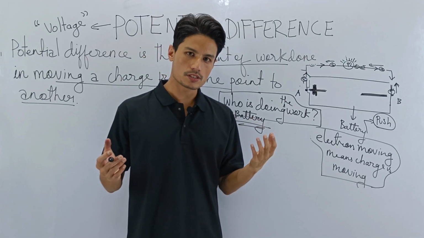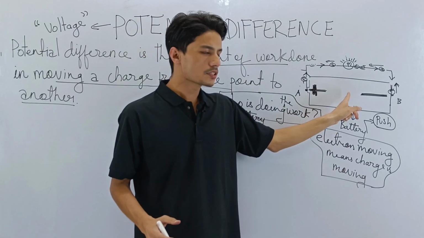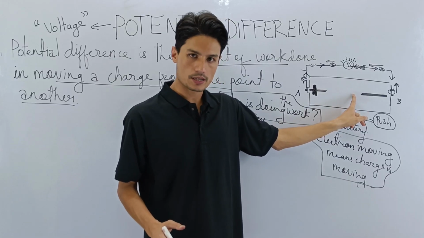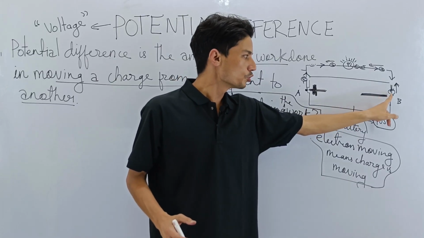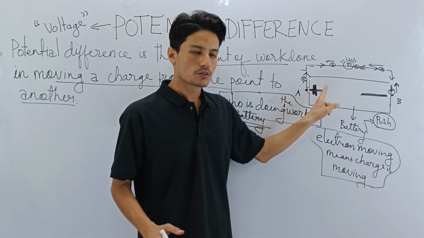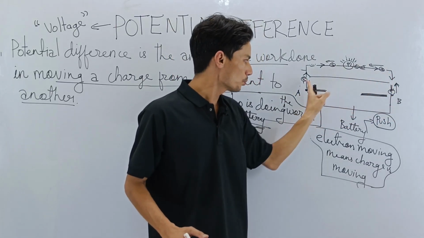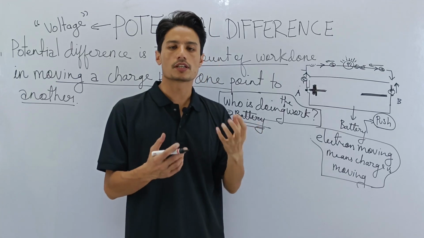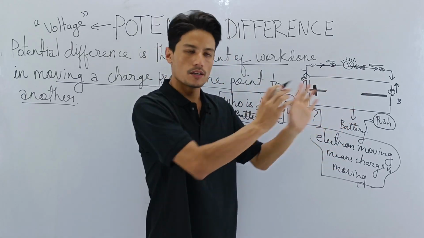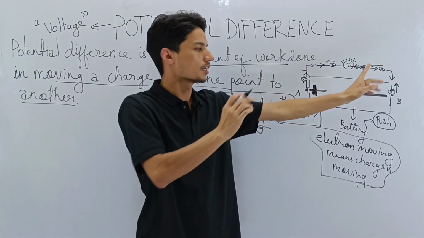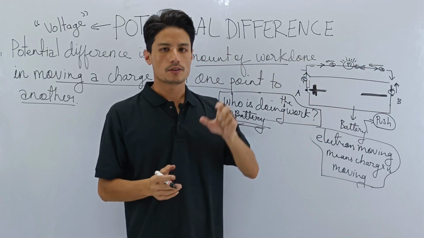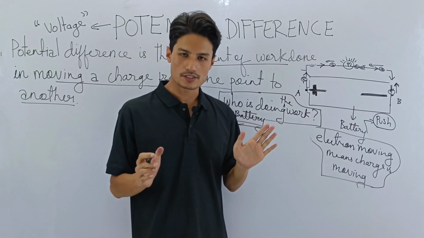Did you understand, my dear students? Once again, potential difference is simply the amount of work done by the battery to push the electron from this point all the way to this point. In pushing the electron from this point to this point, how much work did the battery do? How much energy did the battery lose? How much push did the battery provide to the electron? That is called potential difference. Simple, isn't it? Clear now?